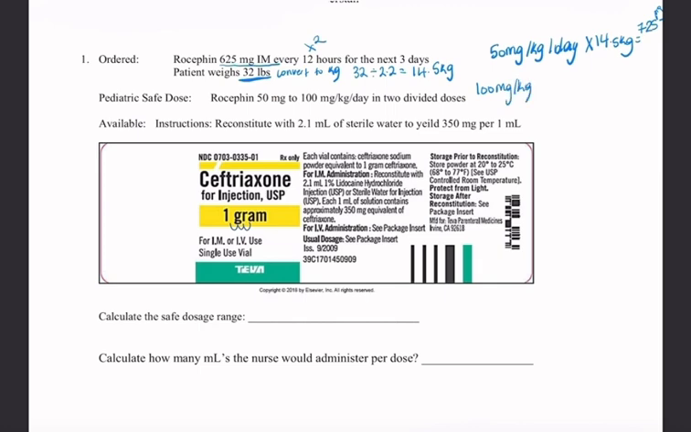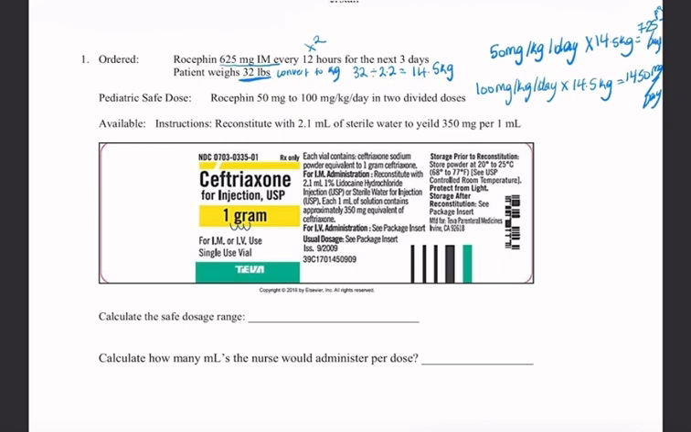Then I'm going to take that 100 milligram per kilogram per day again, and I'm going to times it by 14.5 kg. I'm going to get, hold on, I'm checking. So I'm going to get 1450 milligram per day. So that is what the safe dosage for the day is.